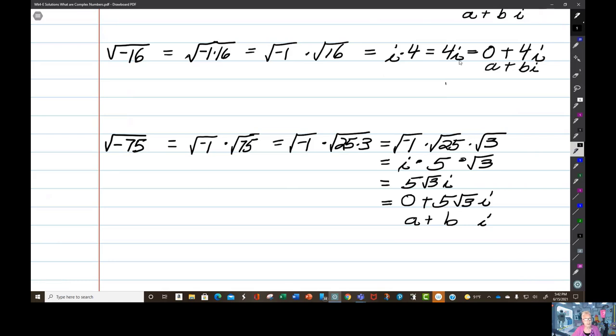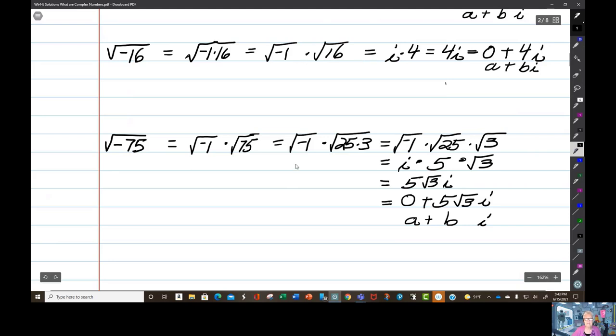That's a pure imaginary number. And if you're asked to change this to a plus bi form, you would put a 0 for the real part plus 4i. Or you might just be asked for this. It all depends on what the instructions ask you.